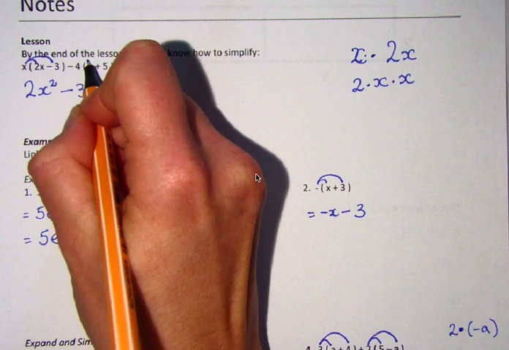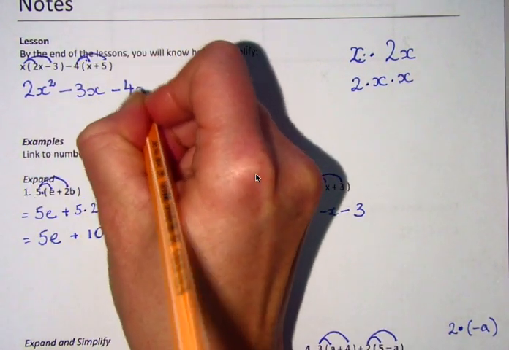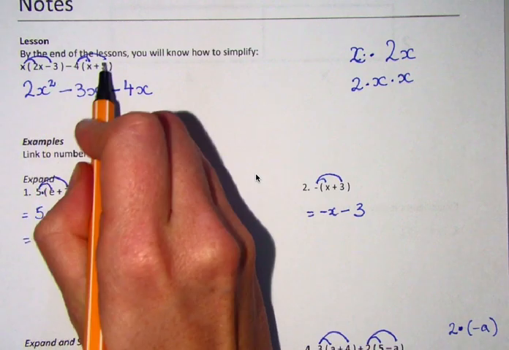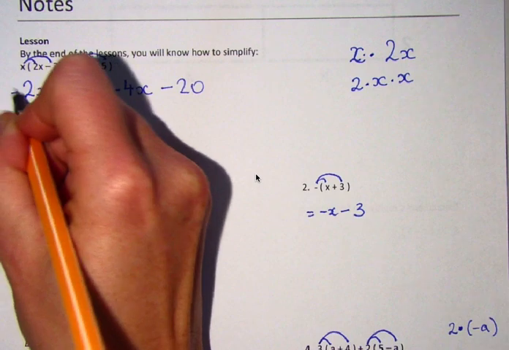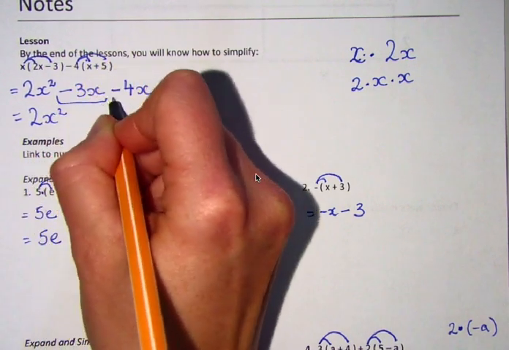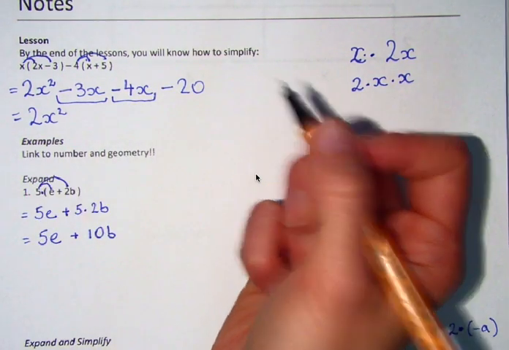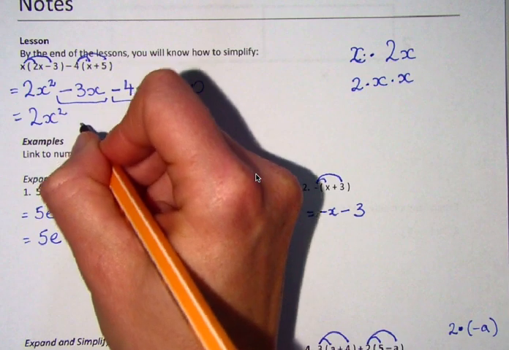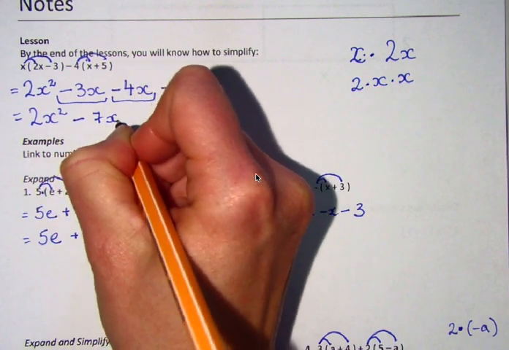minus 4 times, so we're distributing this as well. Minus 4 times x is minus 4x, and then minus 4 times 5 is minus 20. So if we simplify, 2x squared, and these 2 are like terms. Now minus 3x minus 4x, so that's minus 3, and then I subtract another 4x, gives me minus 7x.